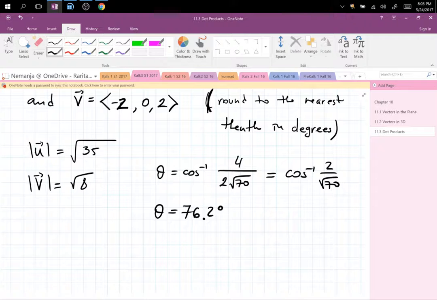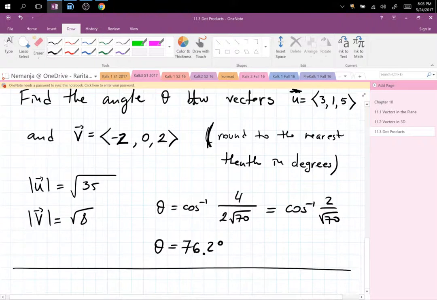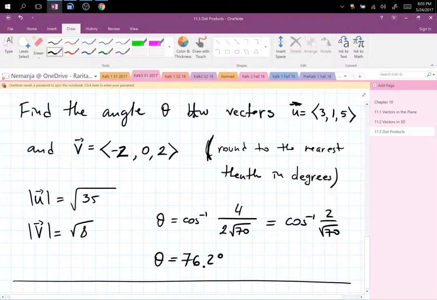Did you show how you had the root 35? 3 squared is 9. 1 squared is... Got it. I got it now. Yay.